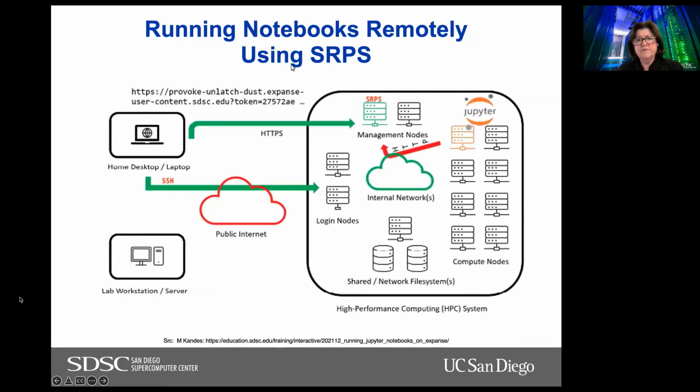So when we're using SRPS, you're going to log on to a login node. You're going to run your script, and the script will do all those things that I showed you in the sequence diagram. And this will be on the internal network, and the script will interact with the satellite reverse proxy service running on a management node. And the Slurm scheduler will go and find a compute node for you, launch the Jupyter Notebook, and the SRPS will know about this.